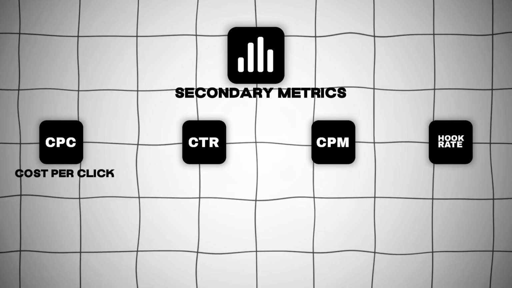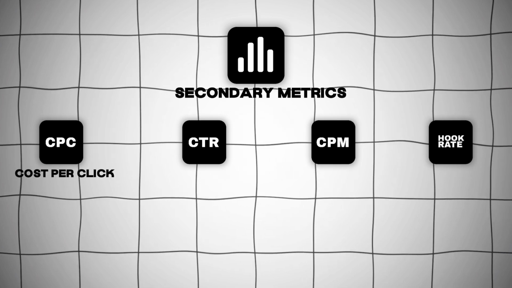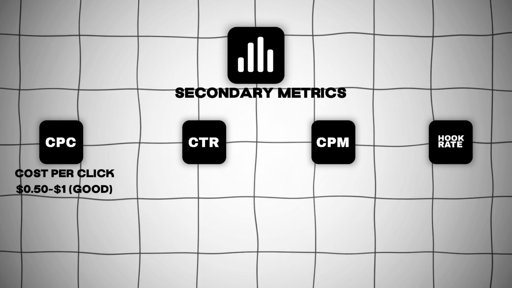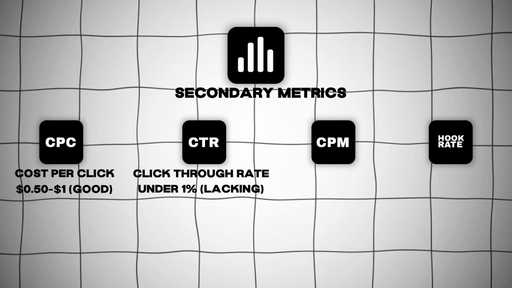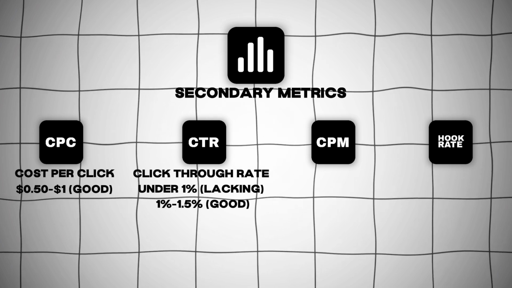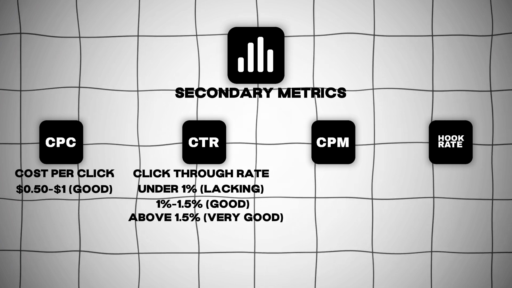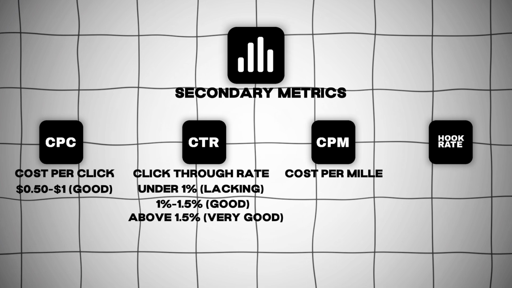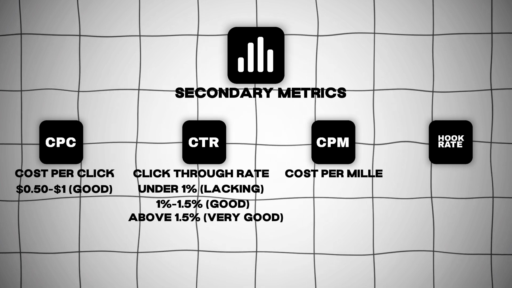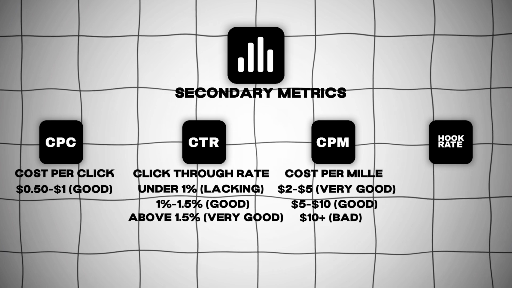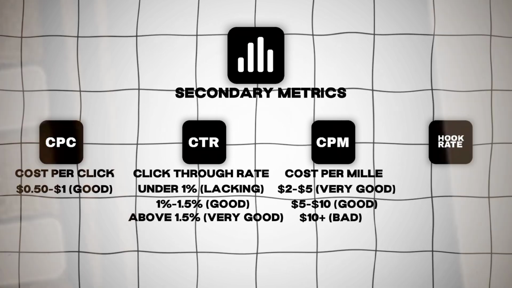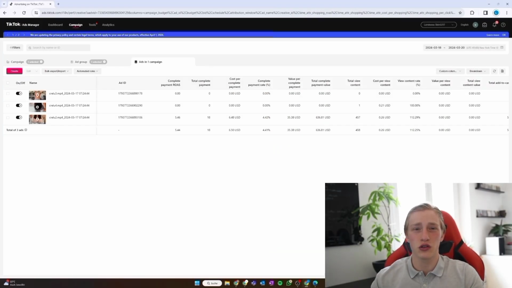A CPC, so cost per click to the landing page, between 50 cents and $1 is good. A CTR, so a click-through rate under 1% is lacking, between 1.5% and 1% is good, and above 1% is very good. A CPM, so cost per mil or cost per 1,000 impressions, $2 to $5 is very good, $5 to $10 is good, and $10+ is bad.